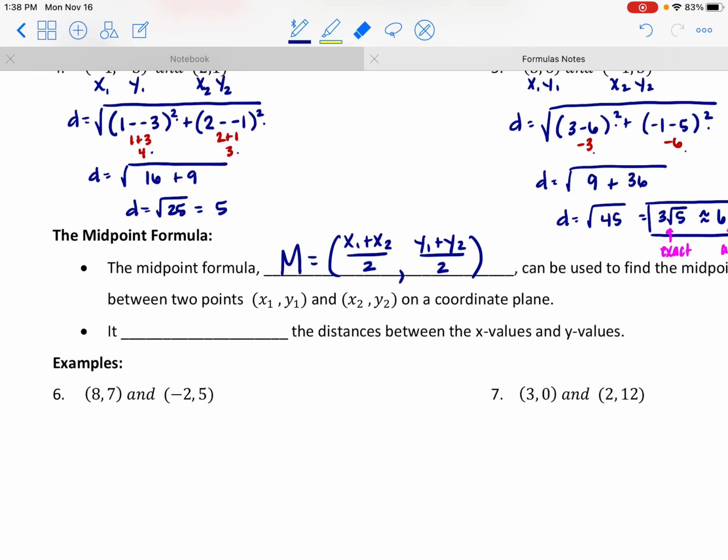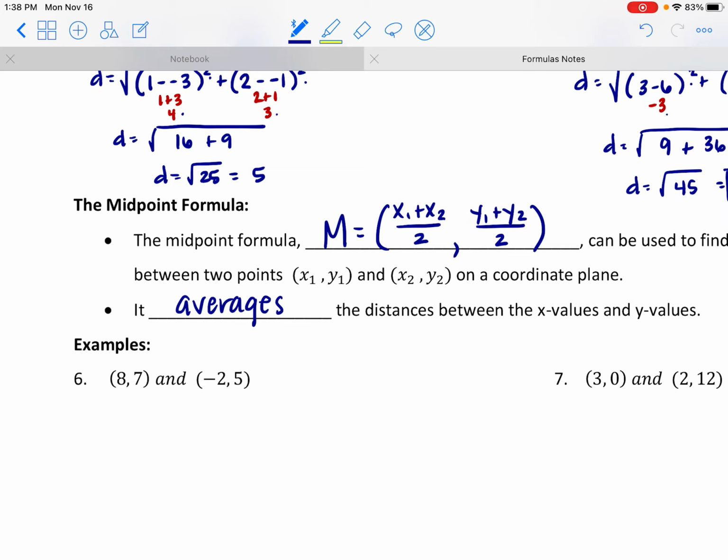Okay? So it averages the distance between the y's, and it averages the distance between the x's. So what is the midpoint between the x values, and what is the midpoint between the y values? And that's going to give you the midpoint of the whole segment. So again, this is your x1, y1. This is your x2, y2.